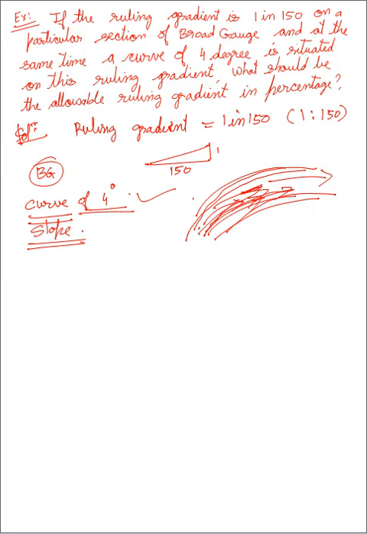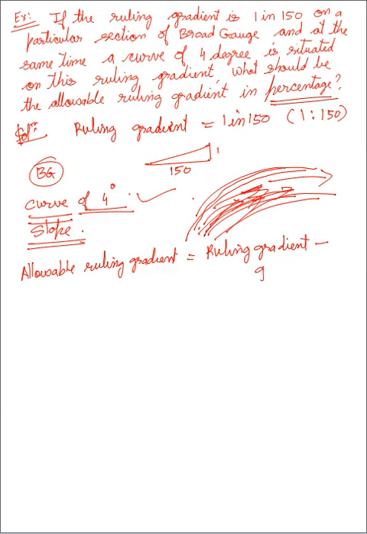What should be the allowable ruling gradient in percentage? Now remember this thing, they have asked you the value of allowable ruling gradient in percentage. So basically we know that the allowable ruling gradient is the actual ruling gradient minus grade compensation. How much grade compensation we have to give?